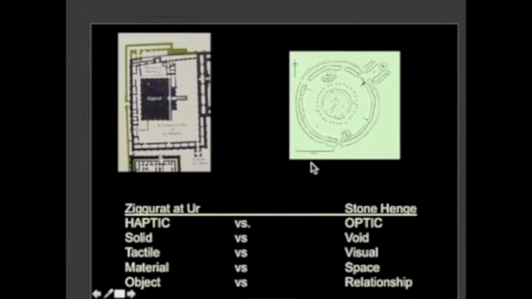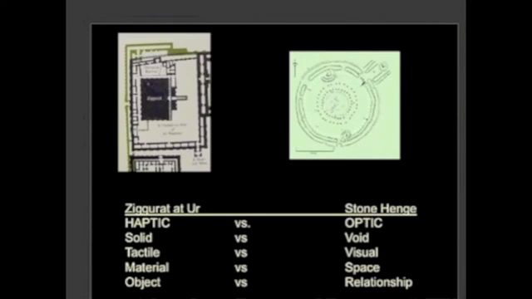And so if we make a comparison between the ziggurat at Ur and Stonehenge, these are comparisons that have never been made before, by the way, because we're going so fast. We begin to see two different ways that architecture organizes itself through its material. We see the haptic at Ur, and at Stonehenge, we see the optic.